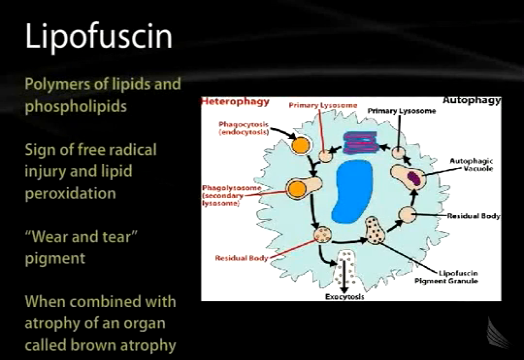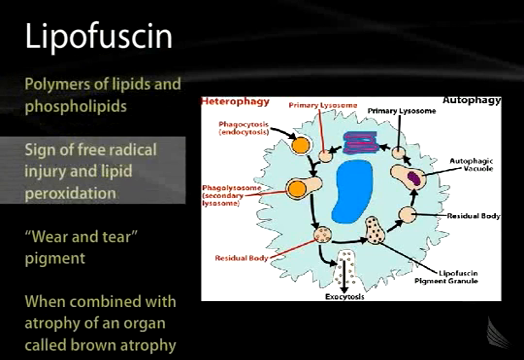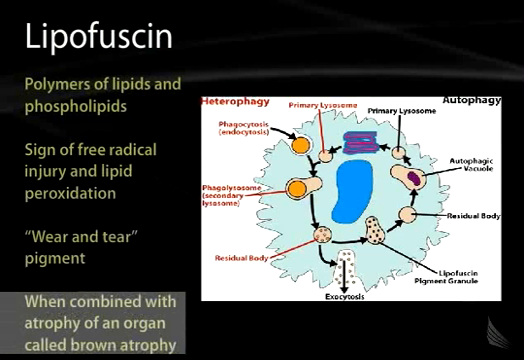Now, one thing that can accumulate in pathologic processes is what we call lipofuscin. And lipofuscin consists of polymers of lipids and phospholipids. And it's a sign of free radical injury and lipid peroxidation. When there's injury to lipids, they tend to form polymers that can be seen as lipofuscin pigment in cells. We also refer to this as wear and tear pigment. This is a pigment that occurs with aging and with wear and tear on tissues and free radical damage that accumulates over time. In certain organs, as they age, you get a combination of lipofuscin with atrophy, and we call that brown atrophy. And again, that signifies wear and tear and free radical injury.